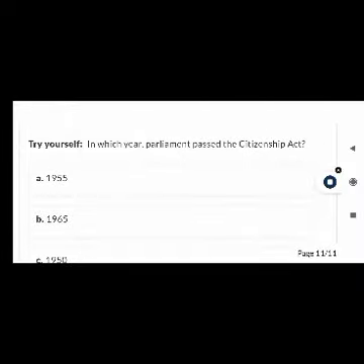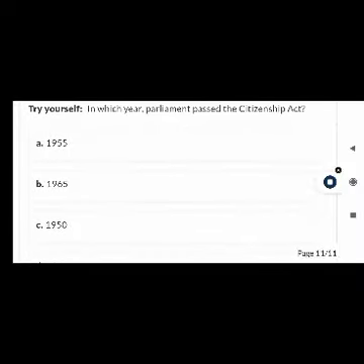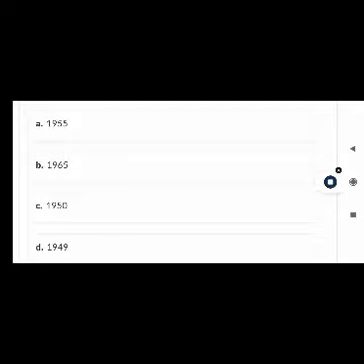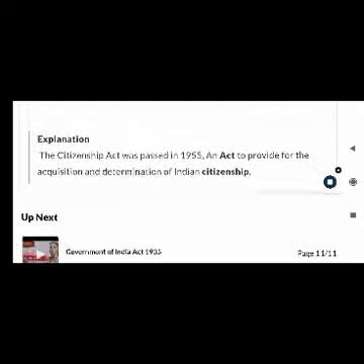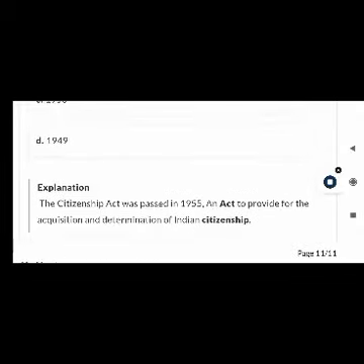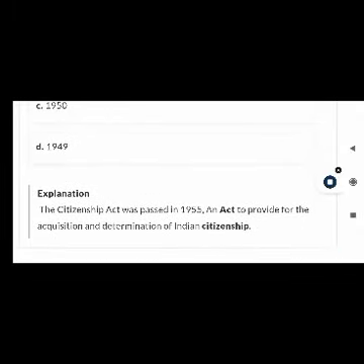Try yourself. In which year did Parliament pass the Citizenship Act? A. 1955, B. 1965, C. 1950, D. 1949. Explanation: the Citizenship Act was passed in 1955, an act to provide for the acquisition and determination of Indian citizenship. View solution.